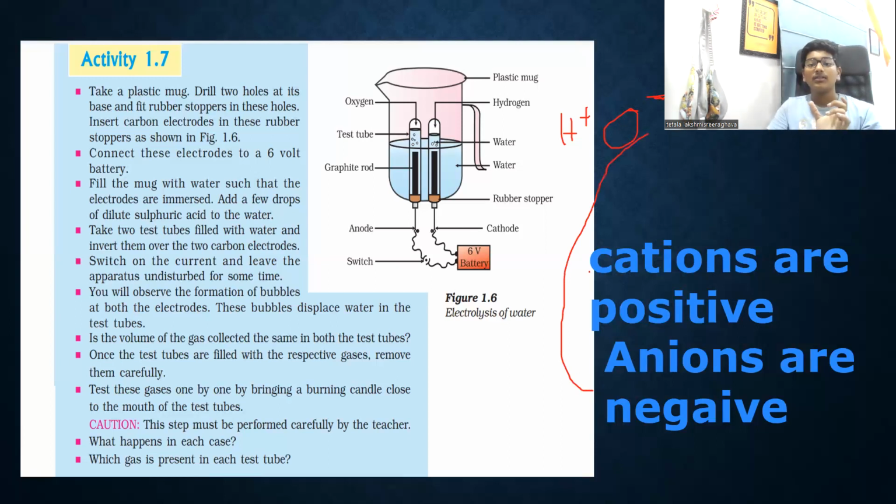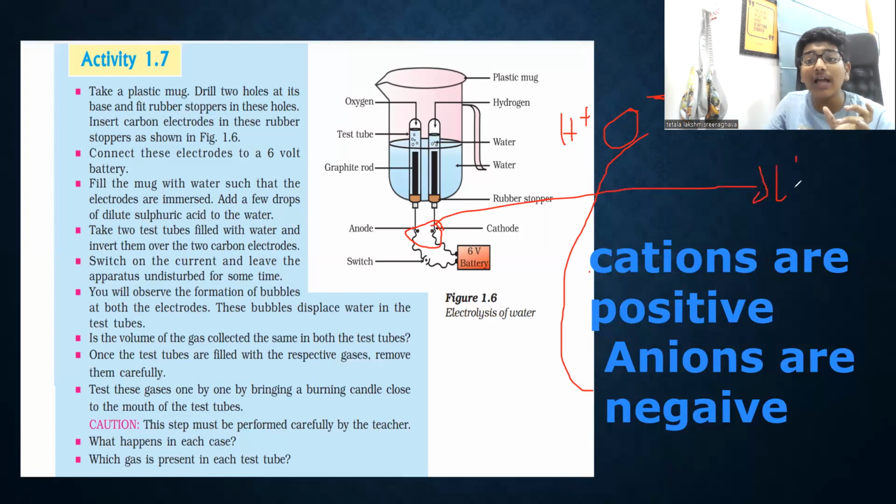Now, always the negative charge will be attracted to the positive side and the positive one will be attracted to the negative side. So here at the cathode, which is the negative side, all the hydrogen ions will go. Then at the anode, which is the positive part, the oxygen will go. Remember this hopefully. Let us move further.